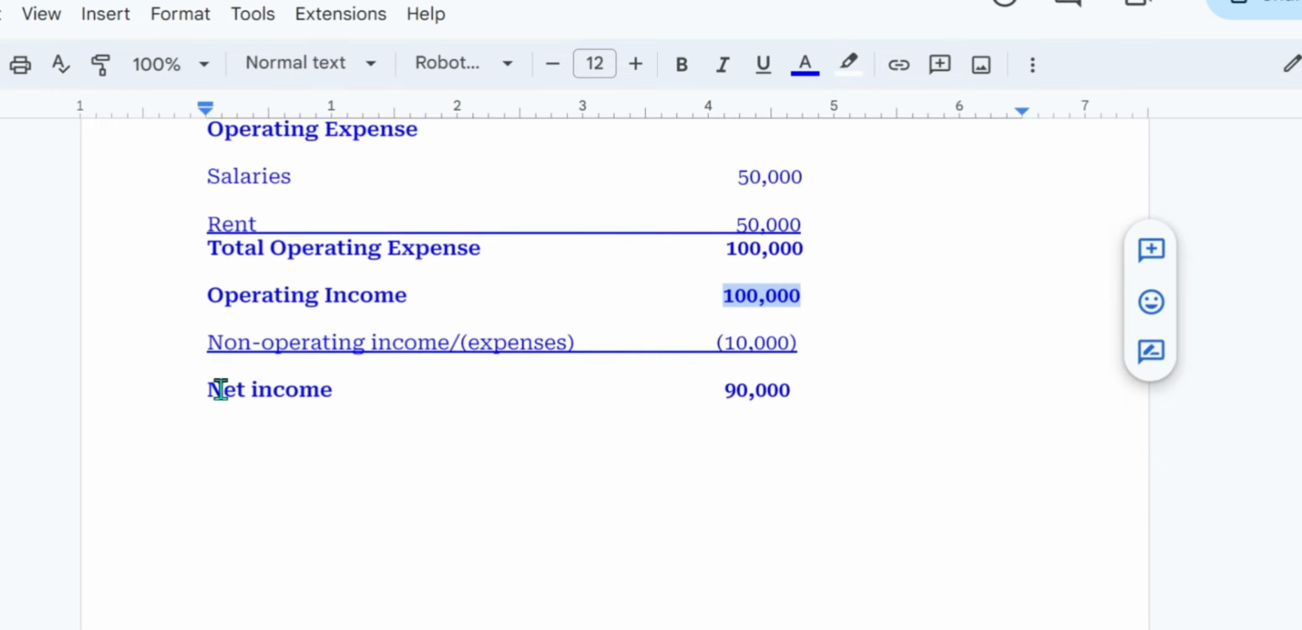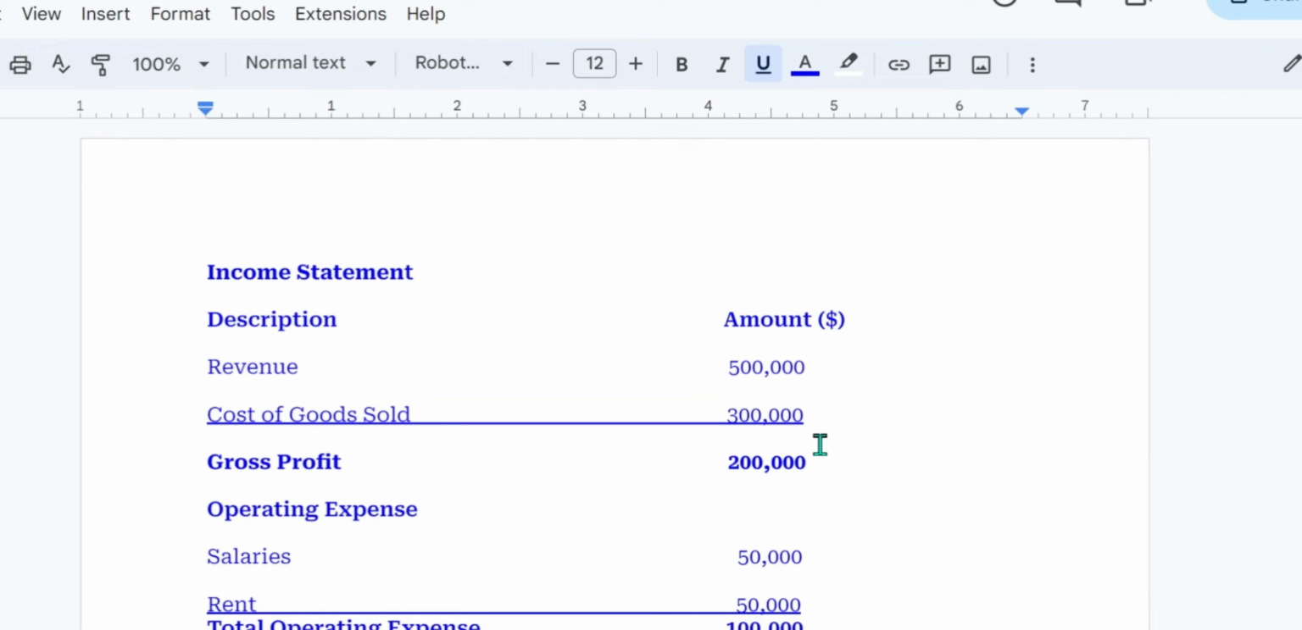Then we have some non-operating expenses. This will include things like interest expenses, and this is 10,000, which is a negative here, and that leaves us with net income of 90,000. That is 100,000 in operating income less 10,000 in non-operating expense. So that is an example of an income statement. Simplified here, in practice it might look way more complex than this. But that's how an income statement would look in the real world.